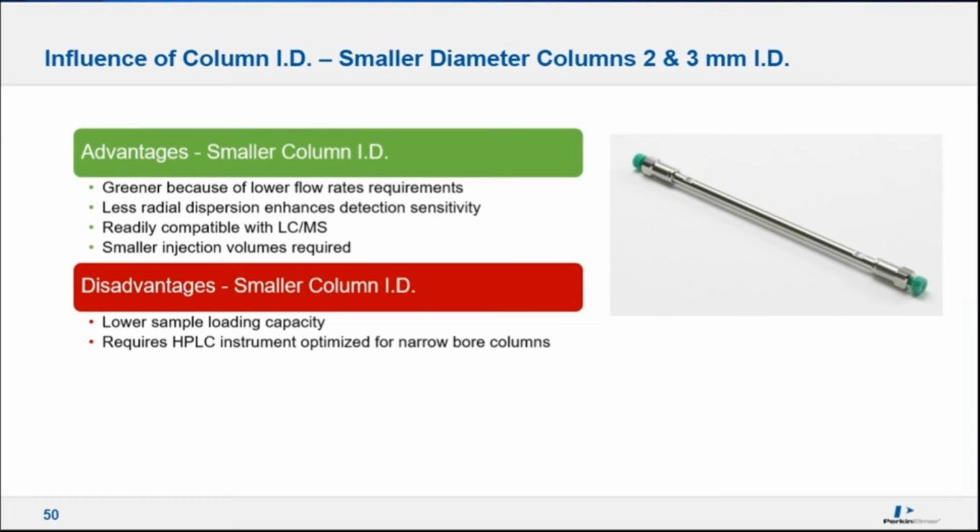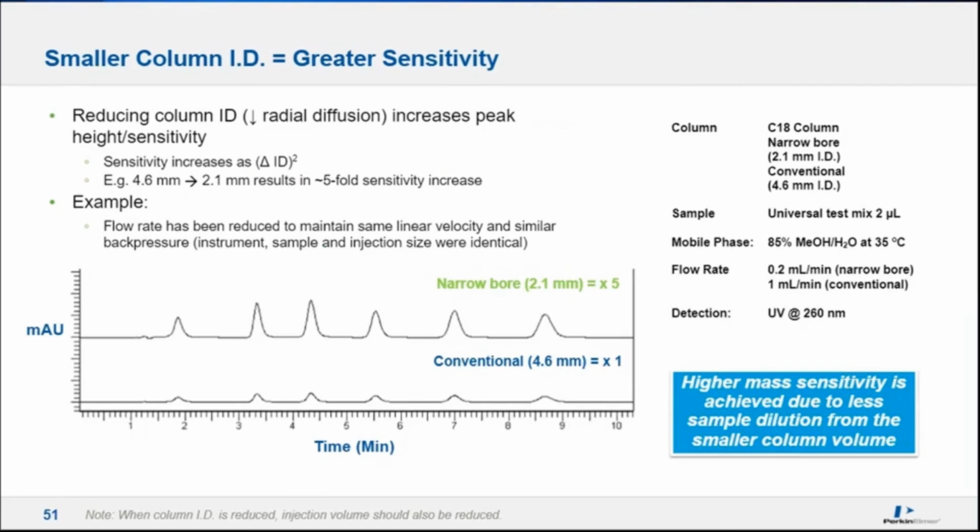Smaller injection volumes are required, so if you're sample limited, these smaller ID columns can be very useful. The disadvantages of the smaller column ID include lower sample capacity and the requirement that the HPLC instrument be optimized for the narrow bore column. So if you have an older instrument, you might not be able to realize the benefits of the narrow bore columns. One of the key features of the narrow bore columns is increased sample sensitivity.